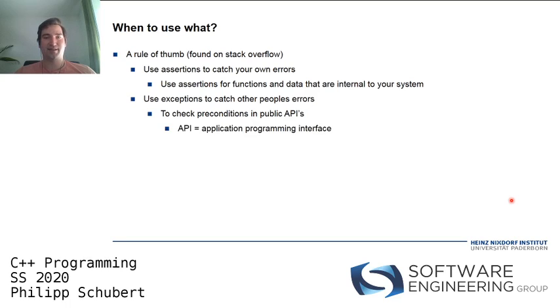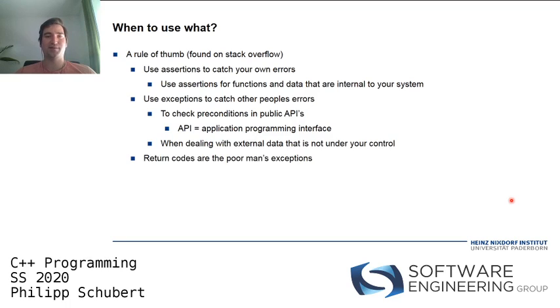An API is, by the way, an application programming interface. So basically all the public member functions, that would be called an API, for instance. And also, as I said, when dealing with data that is external and not under your control, then exceptions are probably the way to go. And yeah, return codes are the performance exceptions. So yeah, that would be it from my side. The rest is up to you.